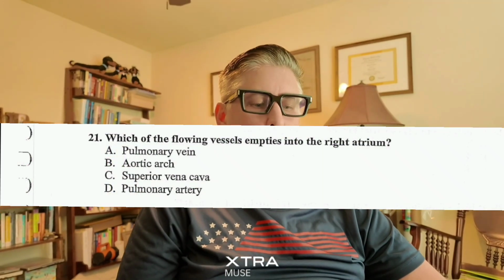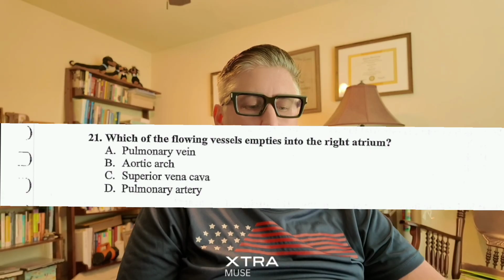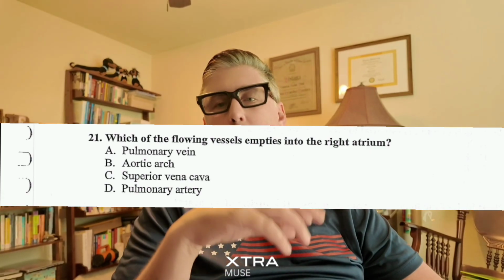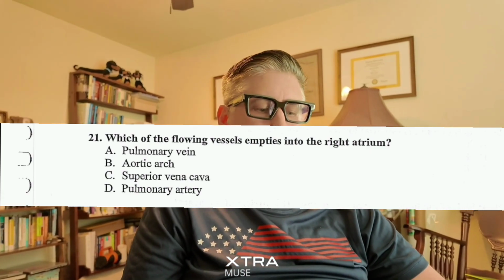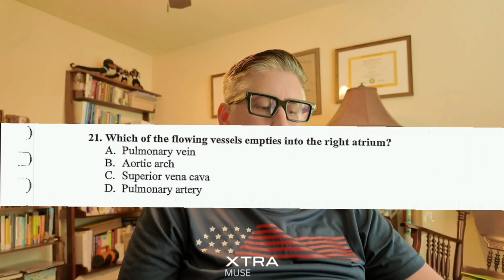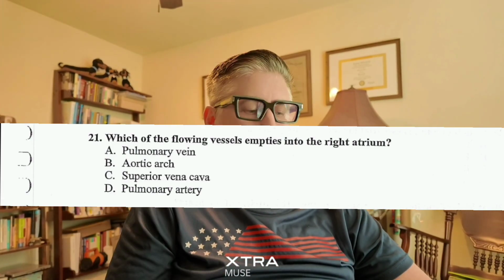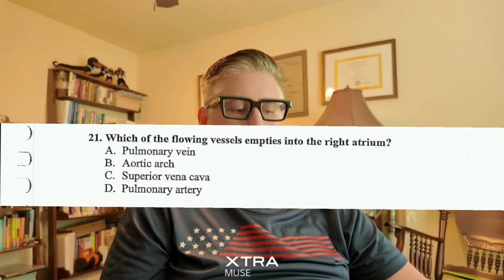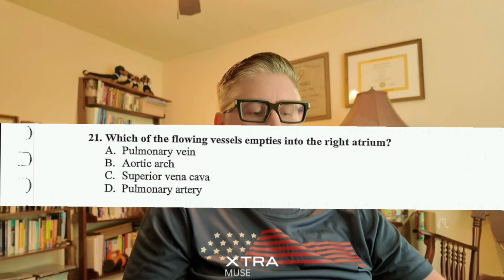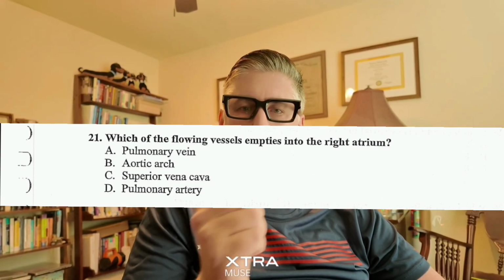All right, we're about 3 minutes in as I go through another question. Here's another one. I put it up on the screen here. Which of the following vessels empties into the right atrium? This is the flow of the heart, right? Is it the pulmonary vein? Is it the aortic arch? The superior vena cava? Or the pulmonary artery? Which of the following vessels empties into the right atrium?